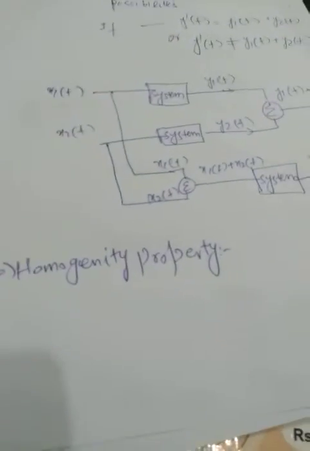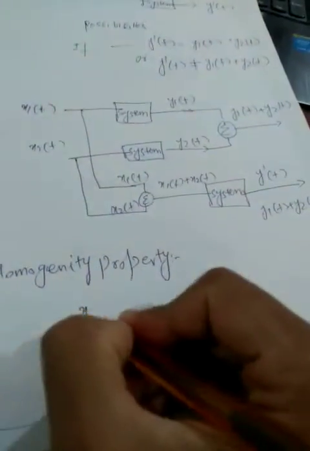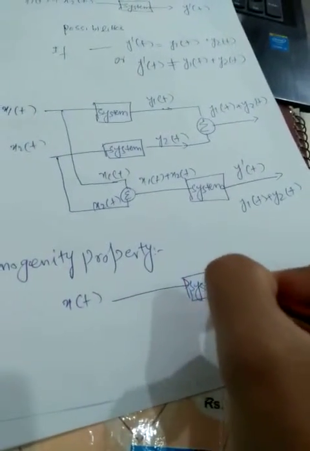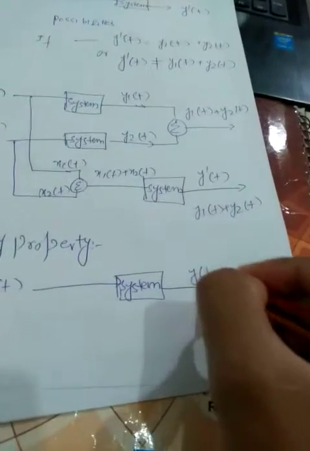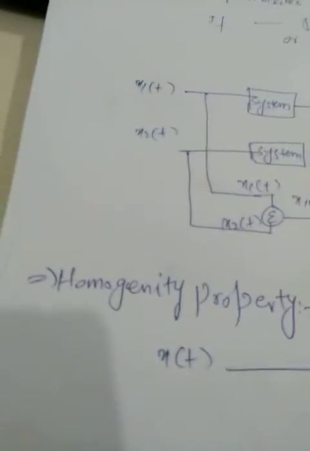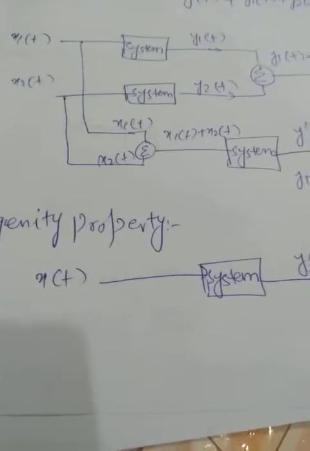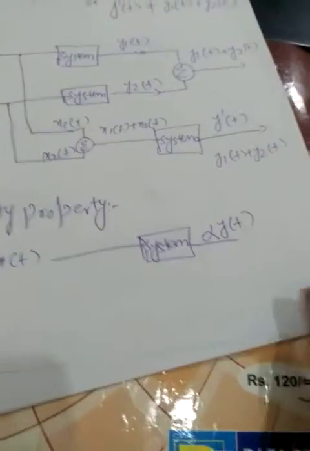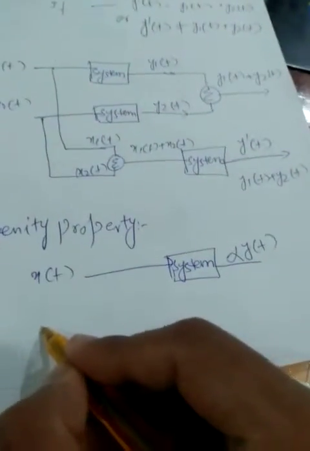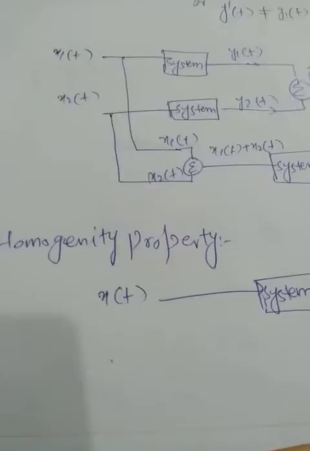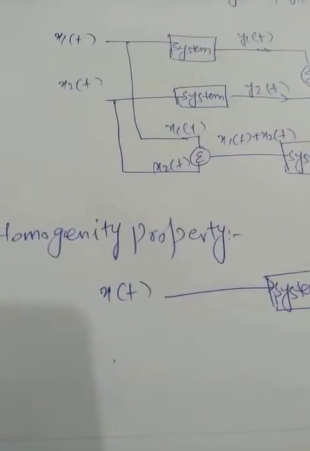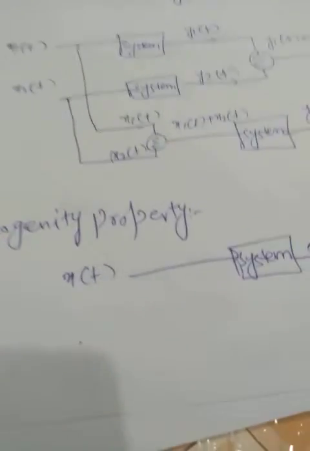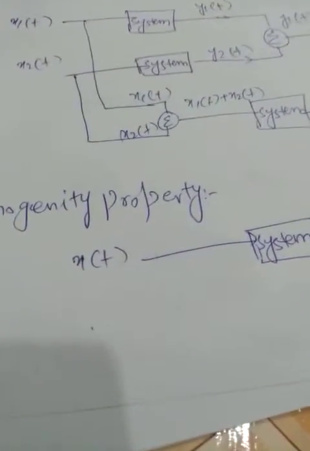For example, if we have the input x of t, and we pass it through the system, and it gives us y of t. If we multiply this output by a constant k or any value alpha, then we get alpha y of t. And for the same case, if we multiply our input by the constant alpha at the input level and pass this value through the system, then it must also give us the same value.